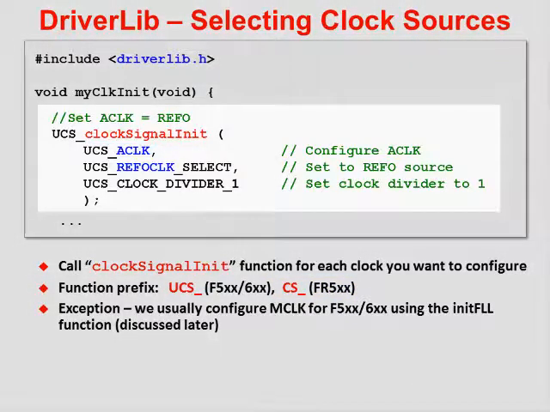Here's an example with the F5529. You can see that we just have a function, UCS_clockSignalInit. So one function handles this for us. We can say which clock we want to configure. In this example, it's ACLK. Which source we want to use. In this example, we're using the REFO clock, that is the reference oscillator. And you might remember that there were some dividers. So along with selecting which clock source we wanted to use, there was a divider on that clock. The driver library function lets us program that divider, and you can see here we're just setting the clock divider to 1.